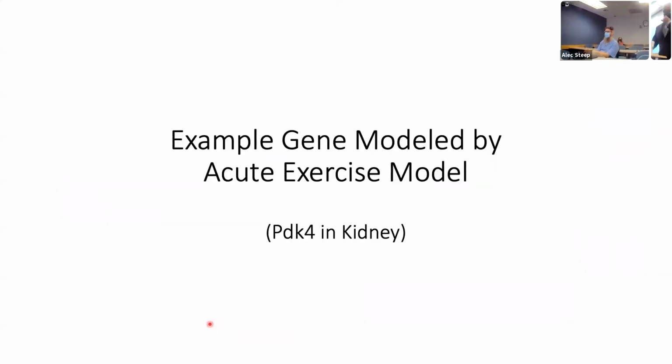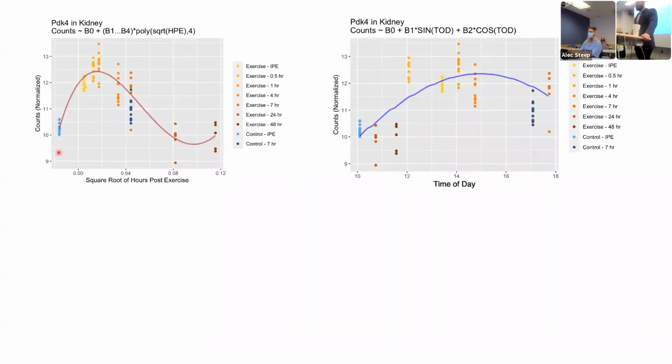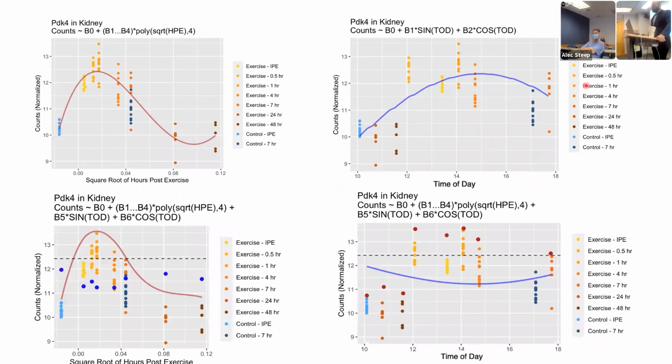We can do the same thing for PDK4. Remember, this was a really well-known exercise gene. Again, this is for reference. Here are separate models. They both fit relatively well, our exercise model and our circadian model. And then when we combine them, the story's not so clear, but you can still see the themes. You still see that the exercise effect model is following our major groups and modeling much more accurately than our circadian rhythm model.